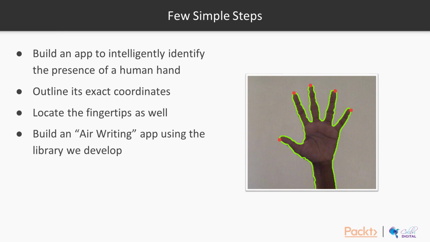So we will develop a library of functions, an API of sorts, to help us do this. And using this library, we will build an app which can translate our hand motions into on-screen handwriting, which will look something like this.